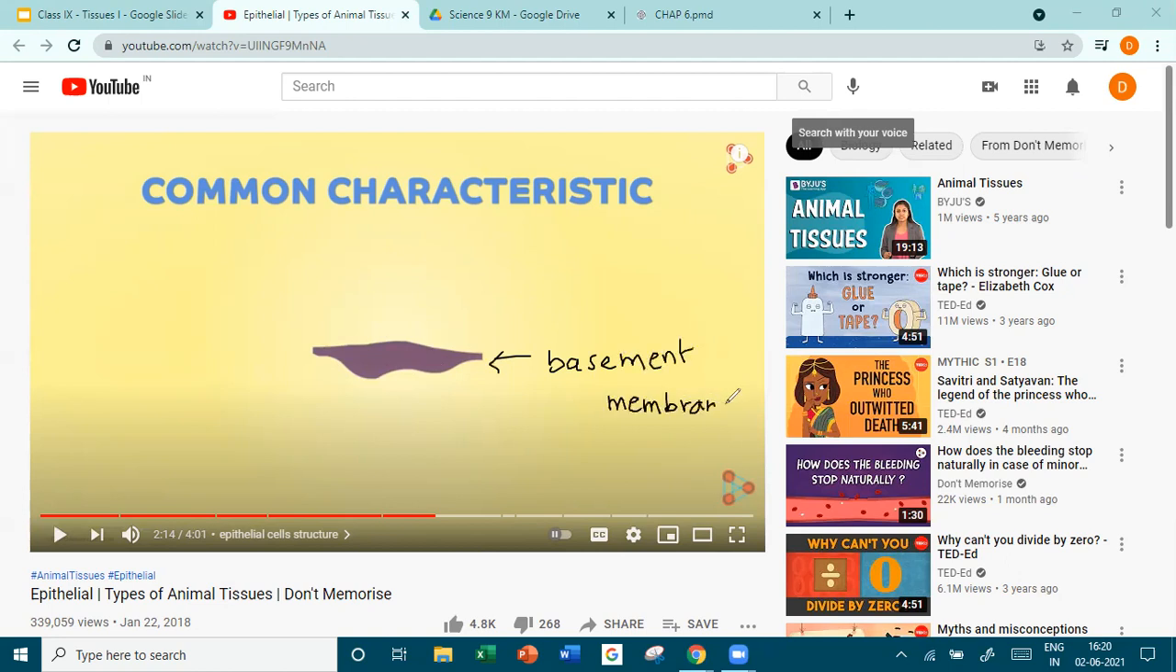It's usually not asked, you will not be asked the function of the basement membrane or what is a basement membrane. But it is good to have an idea that there is something below on which these cells rest, or on which these cells are standing, right? Okay.